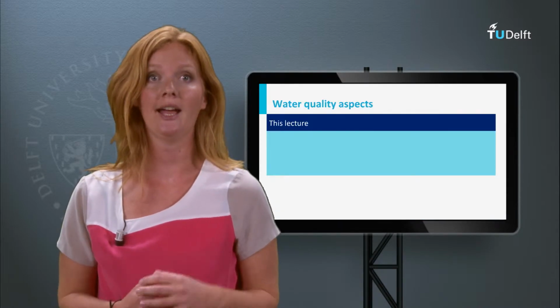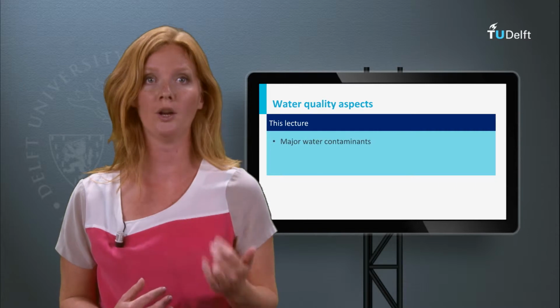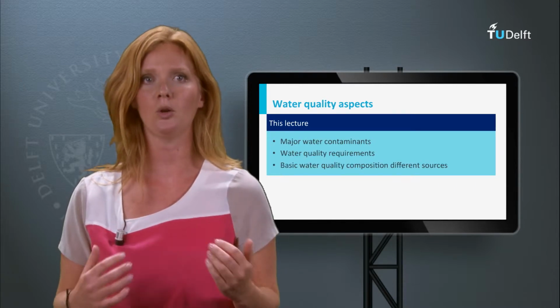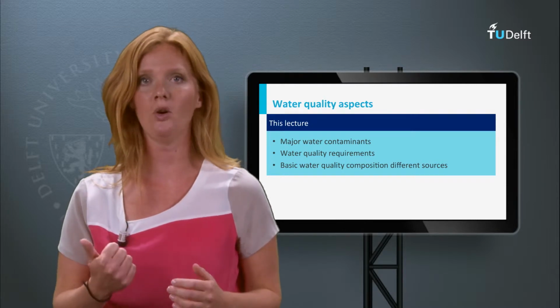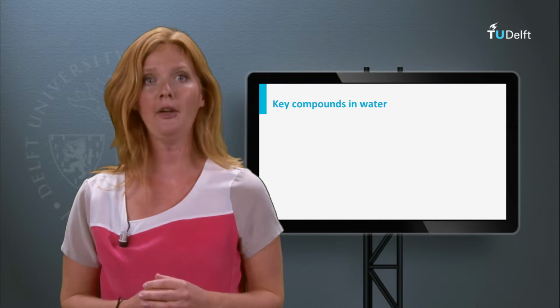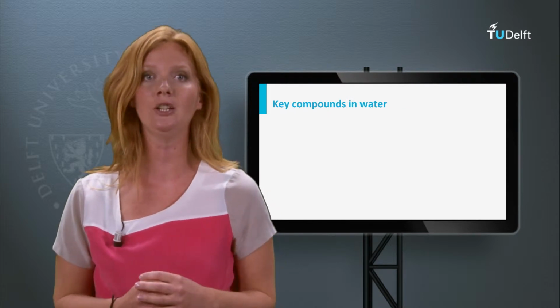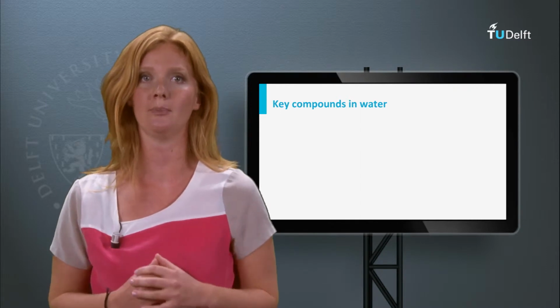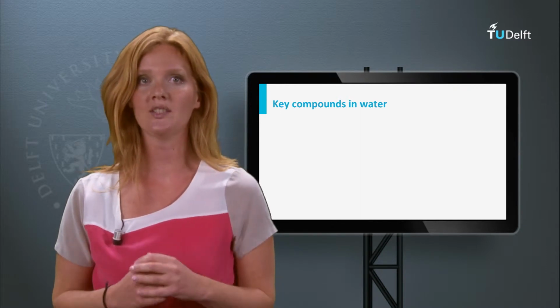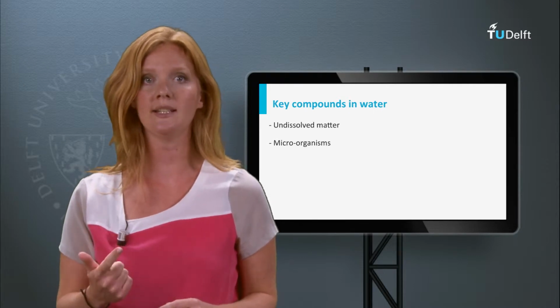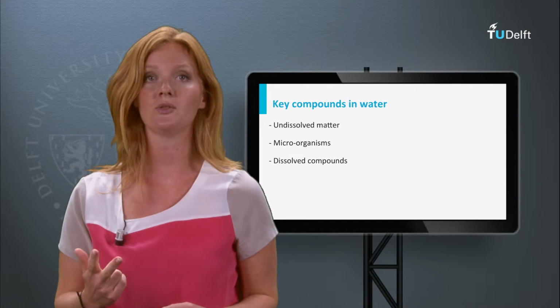Today I'm your lecturer and I will introduce you to the major water contaminants, water quality requirements, and basic water quality compositions of rainwater, surface water and groundwater. First, I will provide an overview of the key compounds in the water and why they are important for safe drinking water supply. This overview consists of the following groups: undissolved matter, microorganisms, and dissolved compounds.